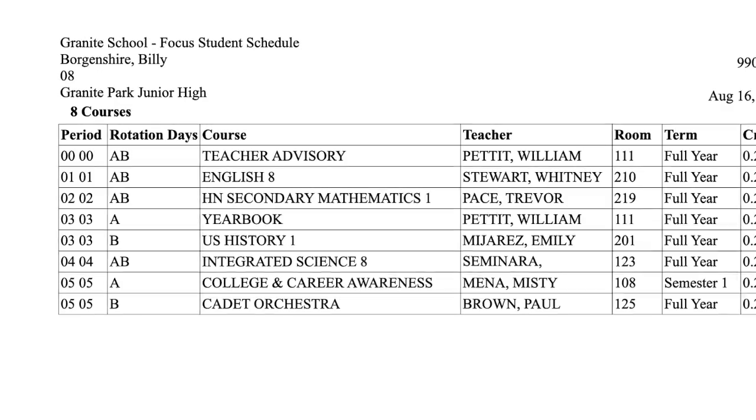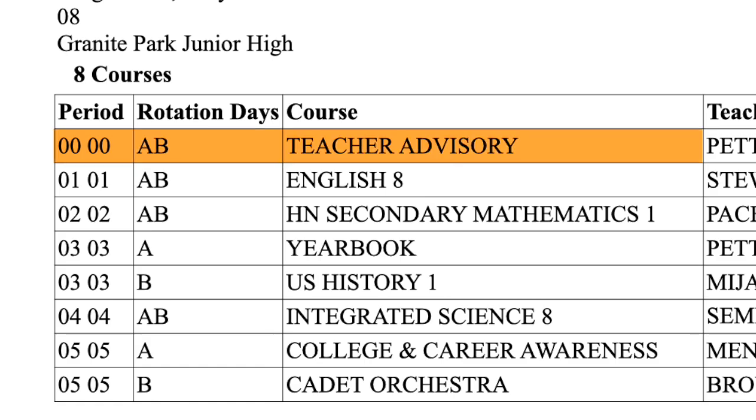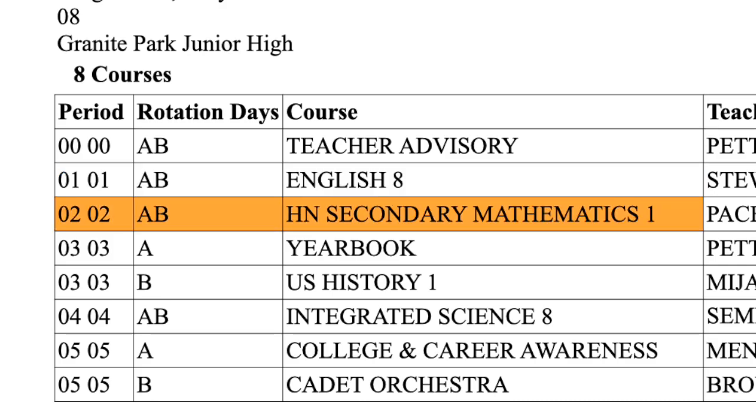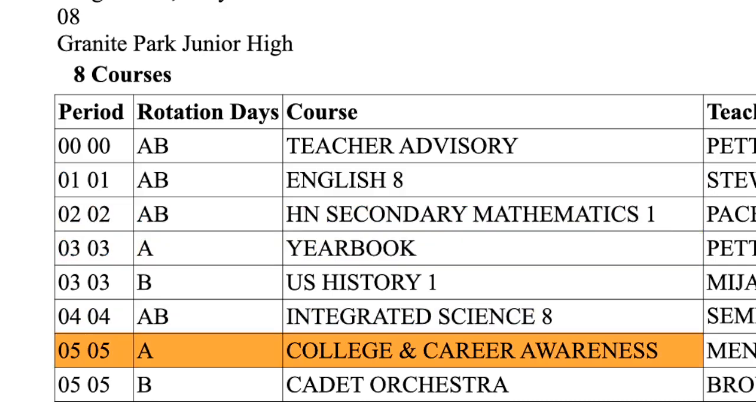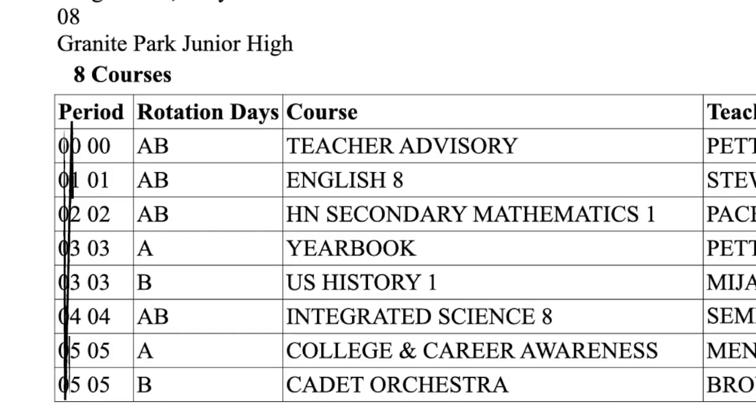The next thing we're going to do is go all the way to the left to where it says period. Period refers to the chunk of time during the day that you have your class. So right now you are in 00, that's period 0, or den. After den, you're going to go to first period, then second, then third, and fourth, and fifth. For some reason, the schedule has the periods twice, like 00, 00, 01, 01. Go ahead and just cross out one of those columns to make it a little easier to understand.